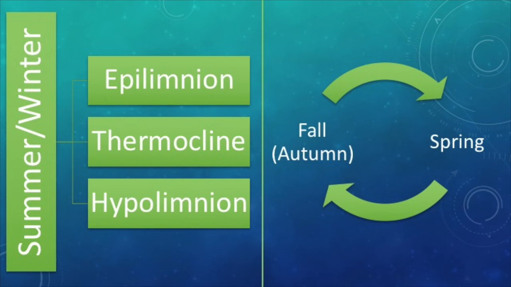During the fall, the surface of the water cools quickly and starts to sink. This creates the autumnal overturn in which we do not see any true layers. The temperature, nutrient levels, and oxygen levels are consistent throughout the entire body of water.